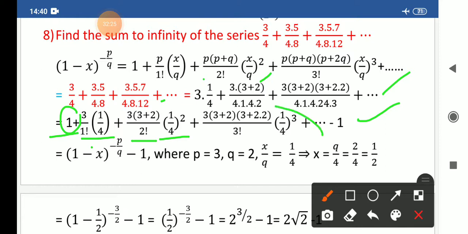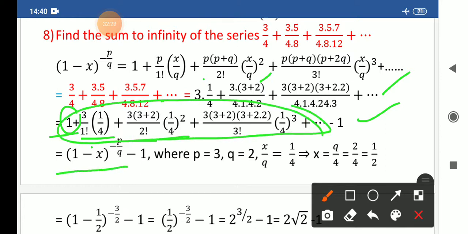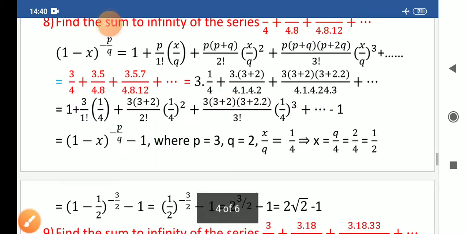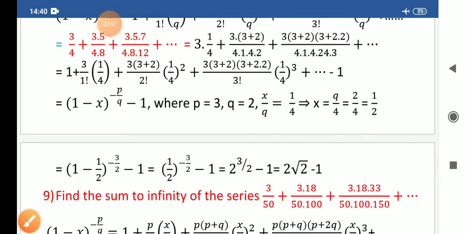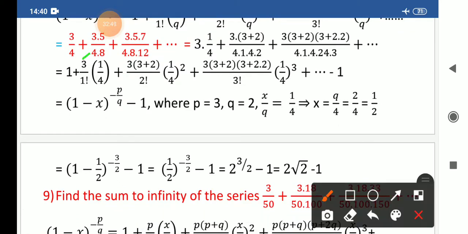For this whole thing, this is (1 minus x) power minus p by q. We write this minus 1 here. Every student makes a mistake: he forgets to write this minus 1. But you remember, you write minus 1 here. Comparing with that problem, what is p? p is equal to 3. In this formula, p is equal to 3.